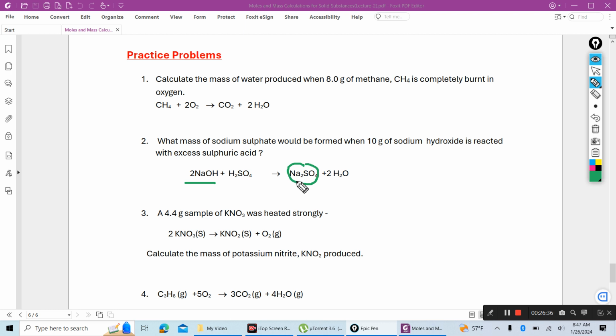After that you will calculate moles of sodium sulfate. Sodium sulfate mole is half of sodium hydroxide. You will divide by 2, then you get moles of sodium sulfate. After getting moles of sodium sulfate, mass will be number of moles of sodium sulfate times molecular mass of sodium sulfate. You will get the mass of sodium sulfate produced.